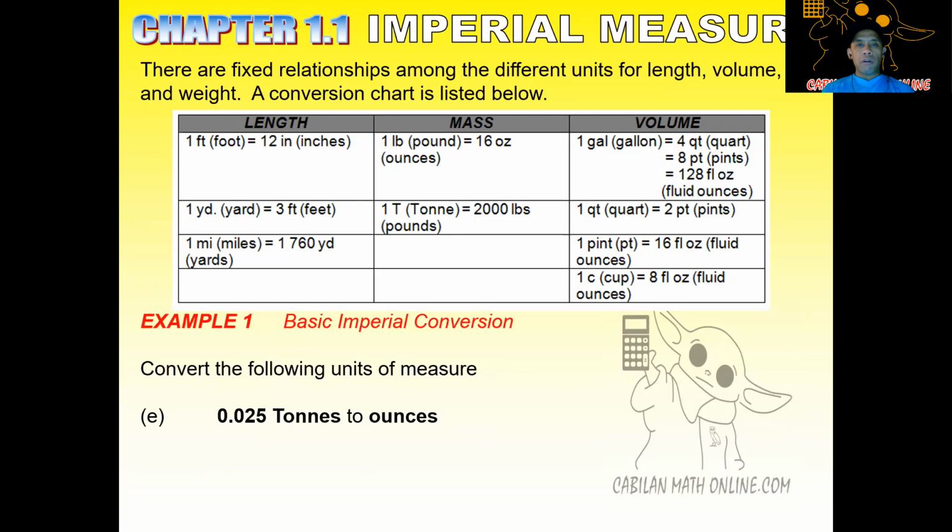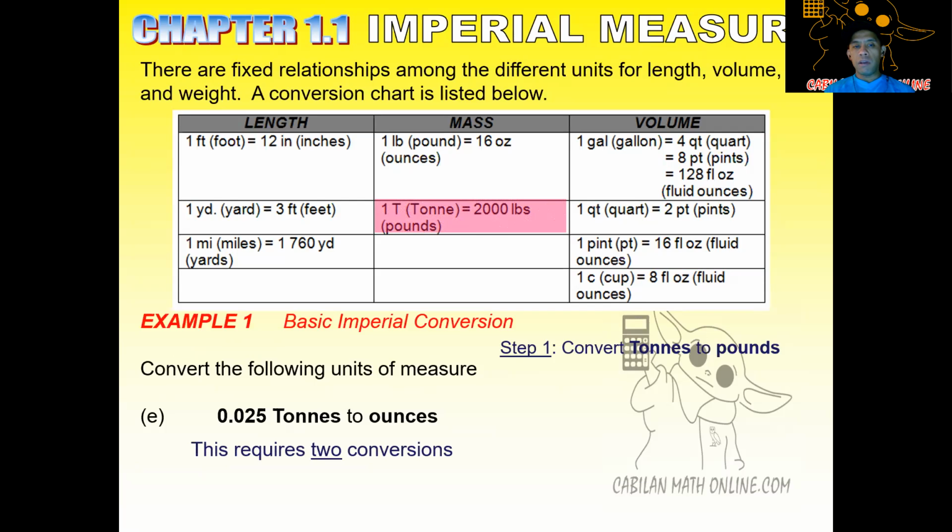Well, if you take a look at your conversion here, we were going from tons to ounces. So we need to find a way first to get from tons to pounds. And you can see here, when we go from tons to pounds, it says 1 ton is equal to 2,000 pounds. So since we have the tons, we're going to take the number of tons and multiply that by 2,000. When we do that, this is going to give me 50 pounds. Okay, so right now we're one step closer to getting it into ounces.